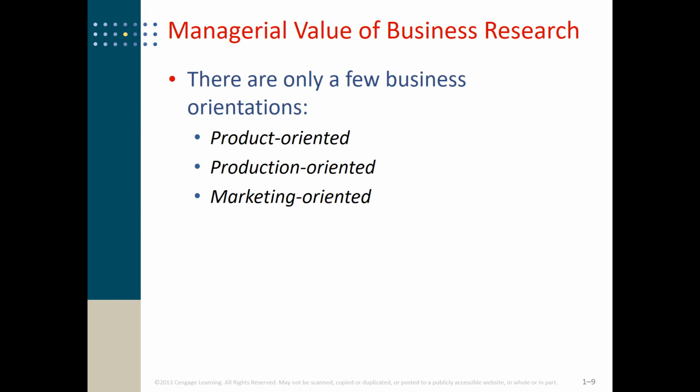For example, if a firm is product-oriented and we're doing a business research, then we should focus on technicians and experts in the field. If we are doing a business research for a production-oriented firm, then we will be focusing on line employees, engineers, accountants, or other efficiency experts. Or if we are doing a research for a marketing-oriented firm, then we will be focusing on customers.